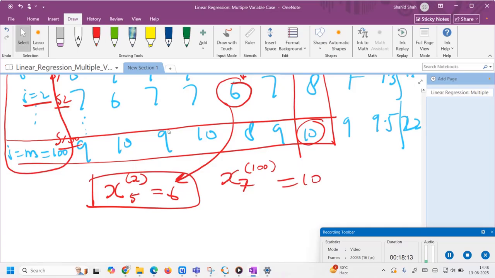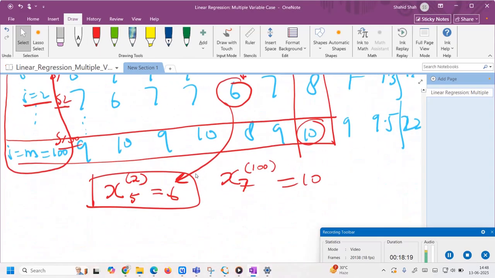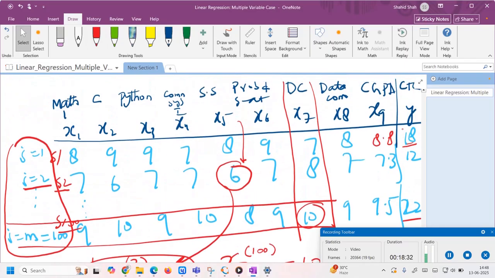Fine. And what are these CTCs? They are basically, suppose here is 18. So 18 is basically Y superscript 1, which is 18. Similarly, Y 100 is whatever, 22. So this is the data set.